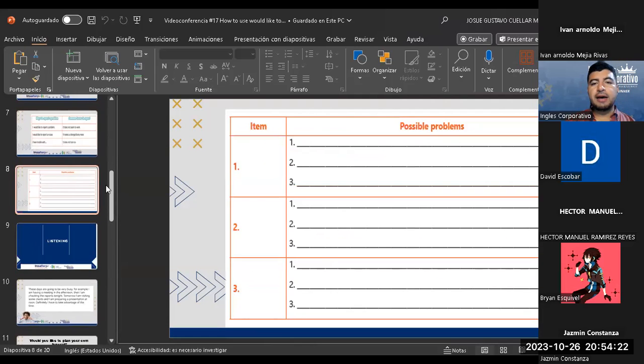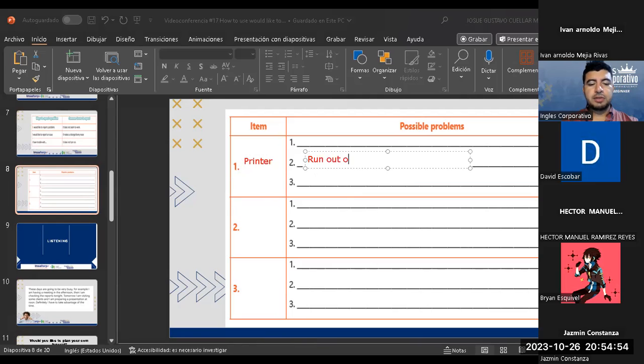So in this case, here we have possible problems. Here we have one, two, and three items. Pero quizás solo vamos a seleccionar un ítem. Un item que podría ser una parte del equipo. Podría ser printer. ¿Y cuál es el posible problema? Run out of ink. ¿Ok?